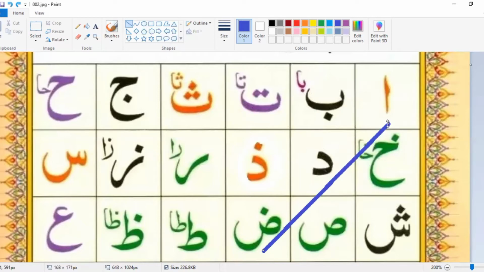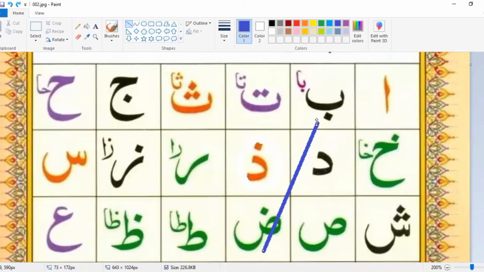Alif, ba, ta, tha. Look at them. Ba, ta, tha. These three letters are same.